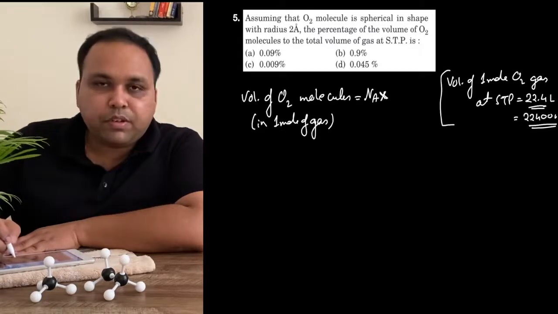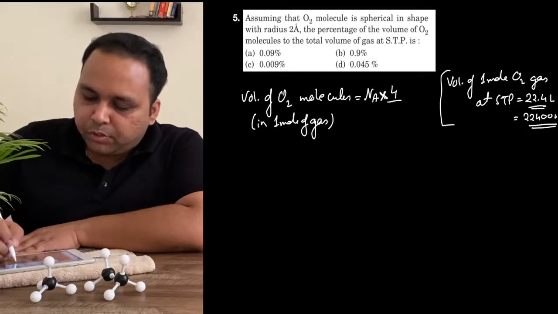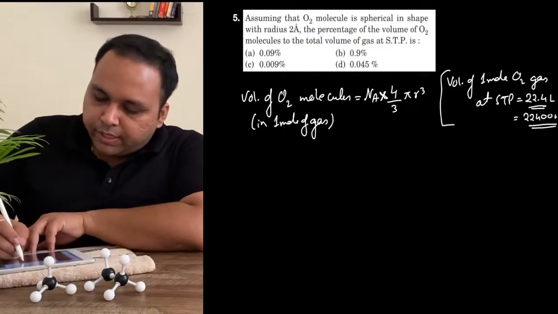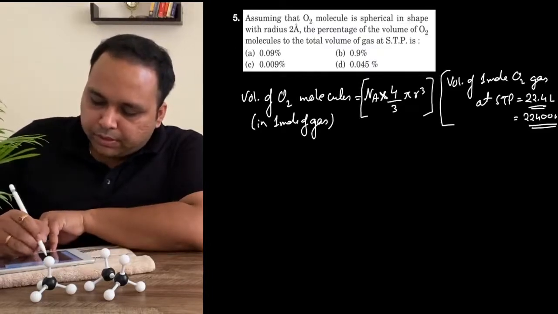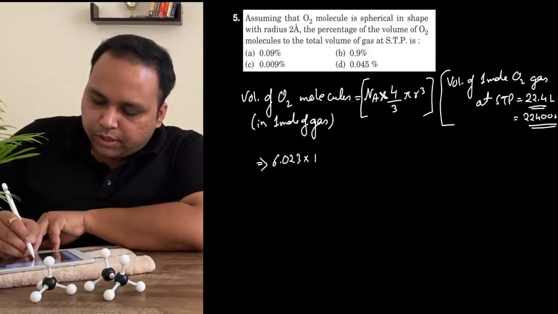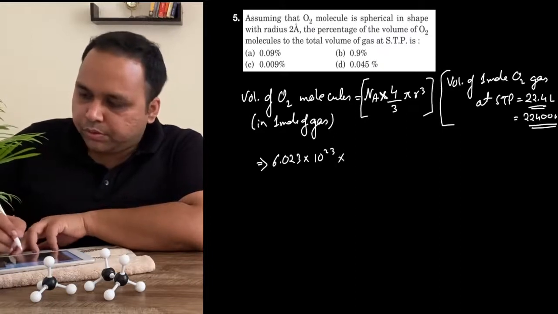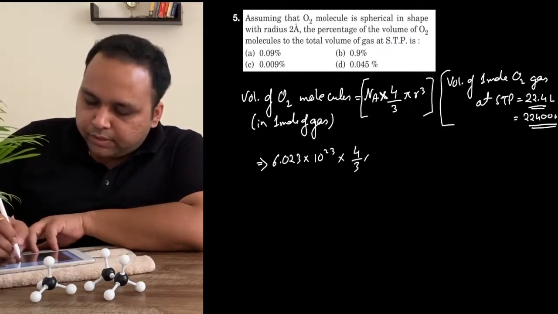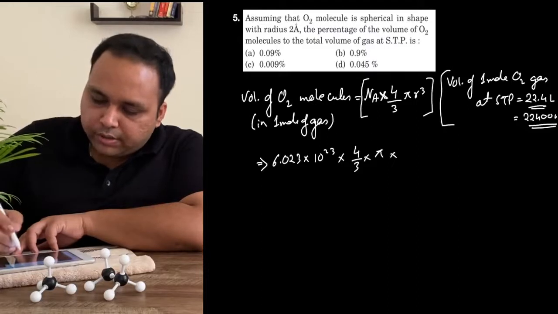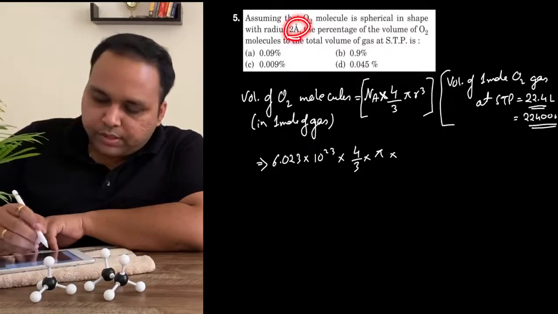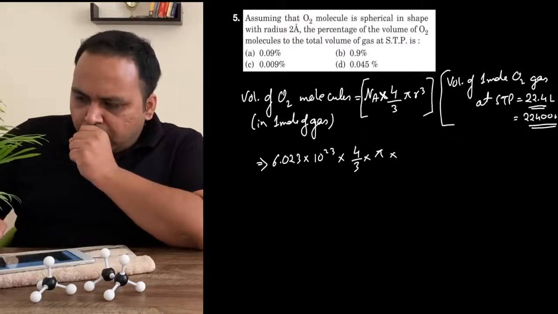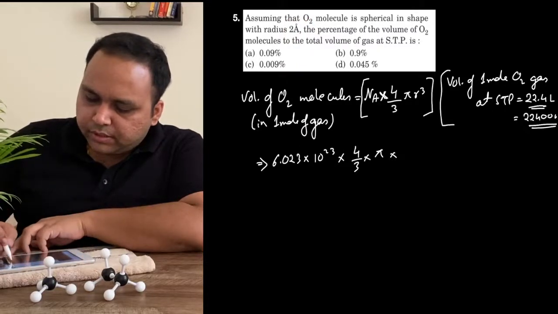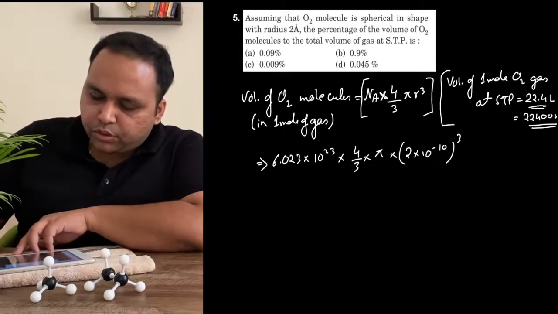So you have Avogadro's number of molecules, and the volume of each spherical molecule will be 4 by 3 pi r cube. So Na into 4 by 3 pi r cube is something that we need to find out. So Na is 6.023 or 6.022 into 10 to the power 23, depending upon what value you use, into 4 by 3 into pi into r, which is given as 2 angstrom. So 2 angstrom is 2 into 10 to the power minus 10 meter, cubed.